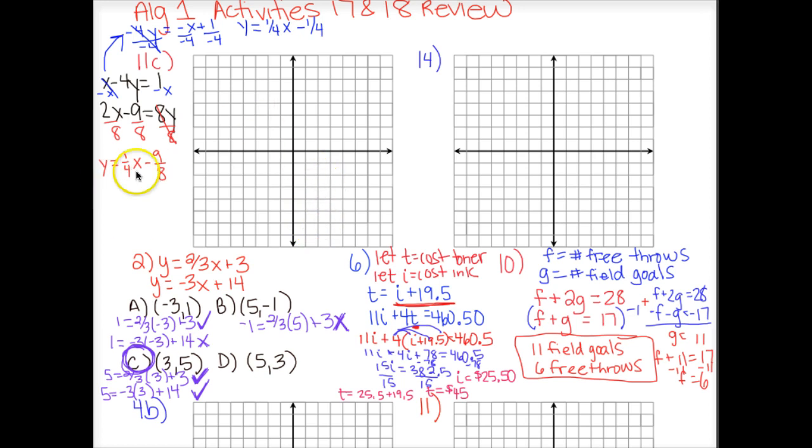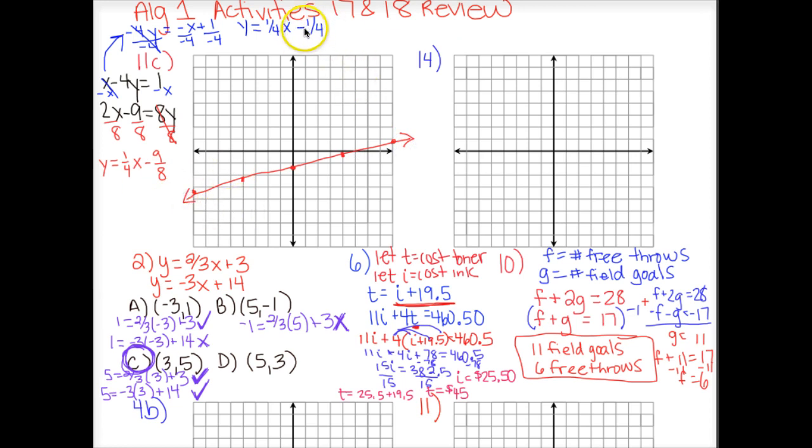So when I go to graph, this line has a y-intercept of negative 9/8, so that's just a little bit more than negative 1, so negative 1 1/8 would be right here. Then my slope is 1/4, so that means up 1, right 4, up 1, right 4, as well as down 1, left 4. So, drawing my line, hard to do with the special pen, sorry that they're crooked.